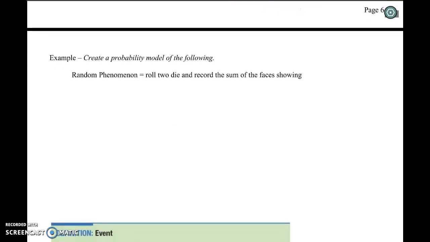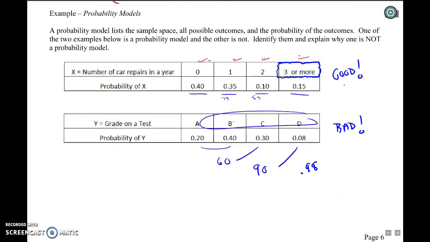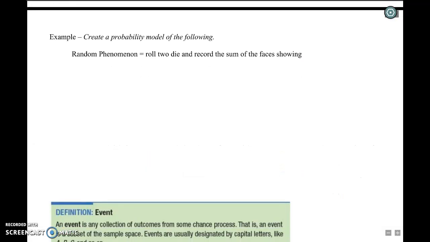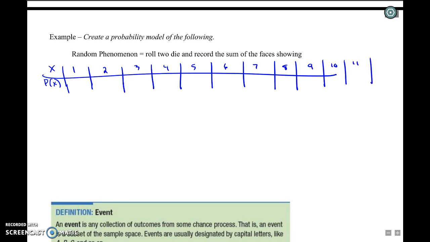Create a probability model of the following. So the random phenomenon is we're going to roll 2 dice and record the sum of the faces showing. So I think I listed the sample space here. Okay. So let's say X, and then we'll say the probability of X. I might need a little bit more space. So I got 1, 2, 3, 4, 5, 6, 7, 8, 9, 10, 11, and 12.